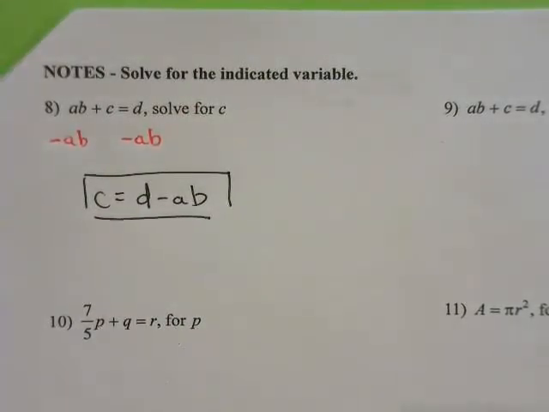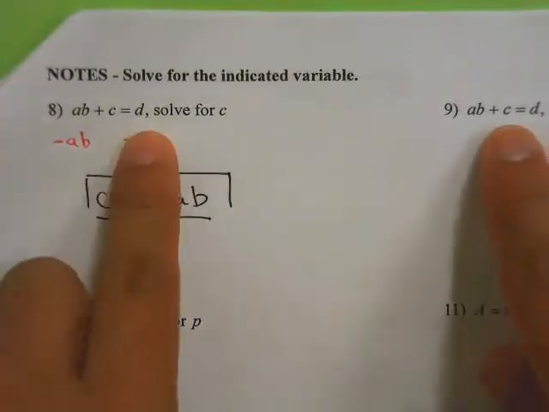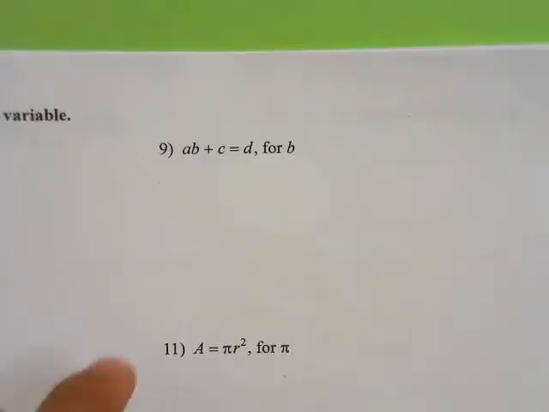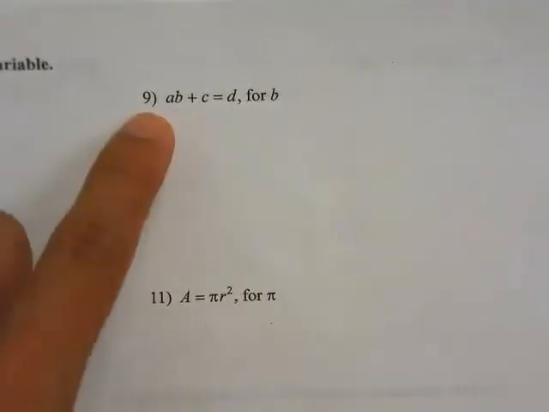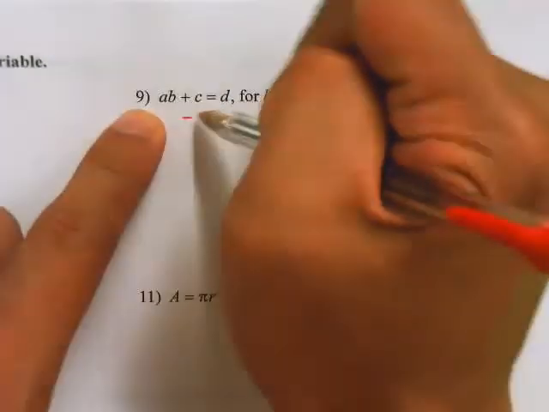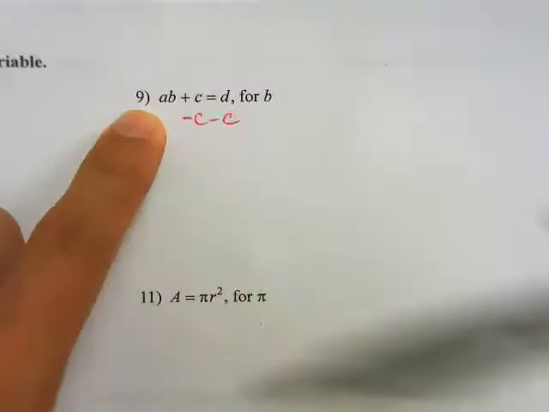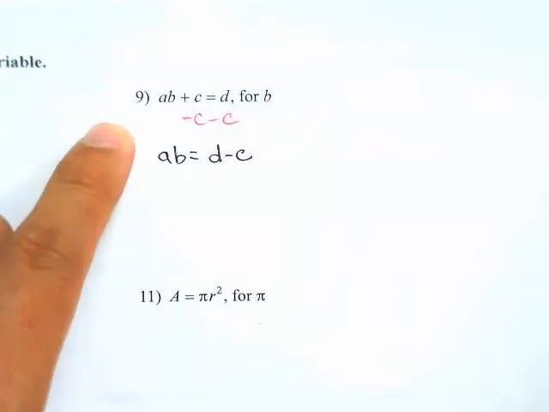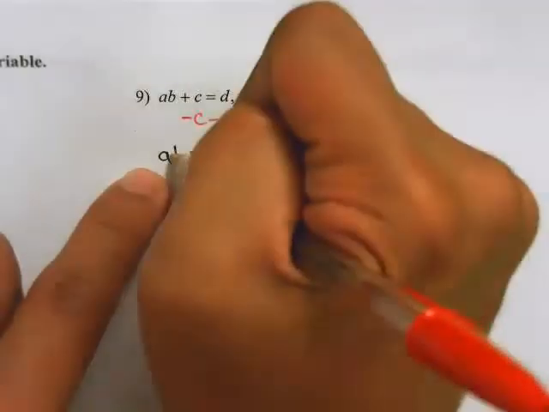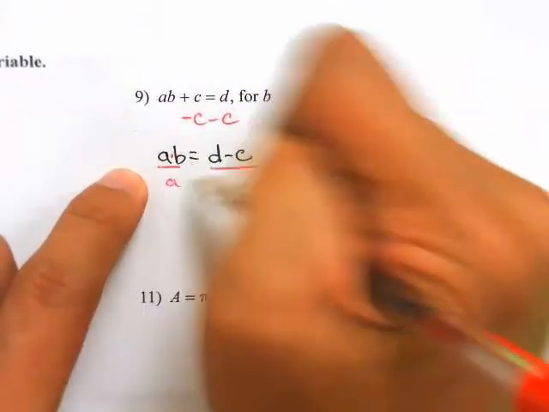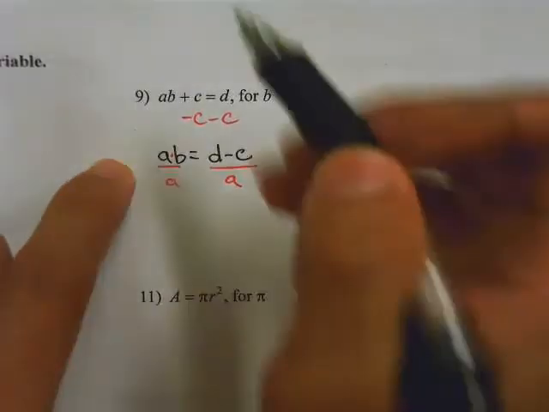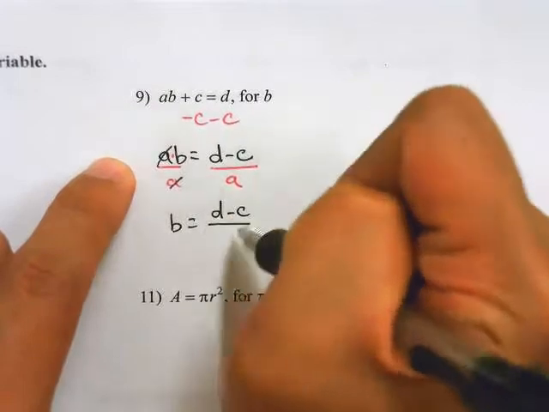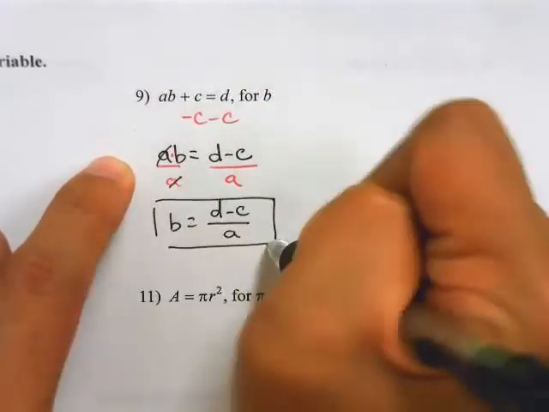Okay, as opposed to number 9. Number 8 and 9 are the same equation, but this time it's asking us to solve for B, so we want this by itself. I think one way we can do this is we can subtract C on both sides. AB is equal to D minus C. And then there's a multiplication, so I'm going to divide both sides by A, and that way I can isolate B. B is equal to D minus C, all over A.